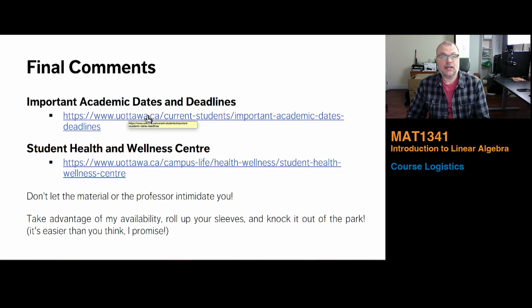Important dates, deadlines, take a look at this. And well, there's the Wellness Center as well, if you want to know a little bit more about this.